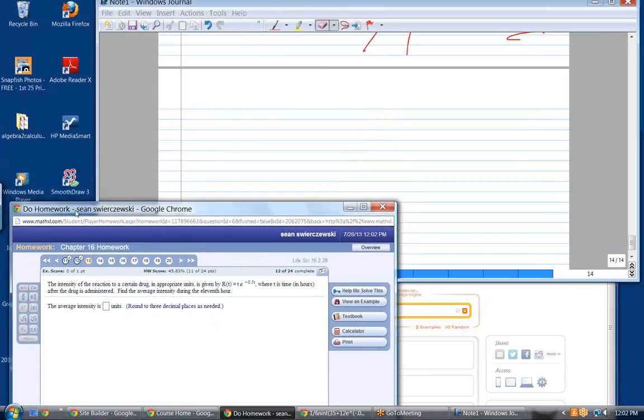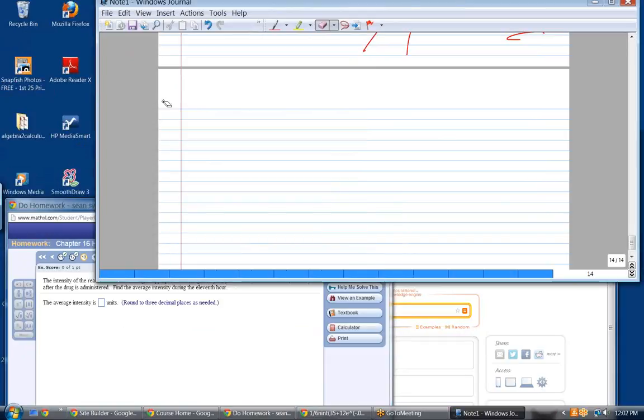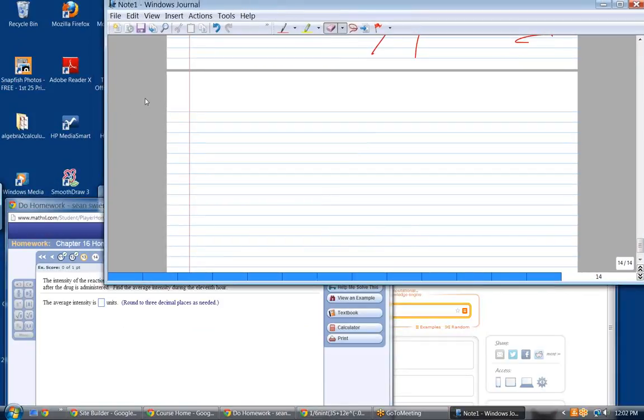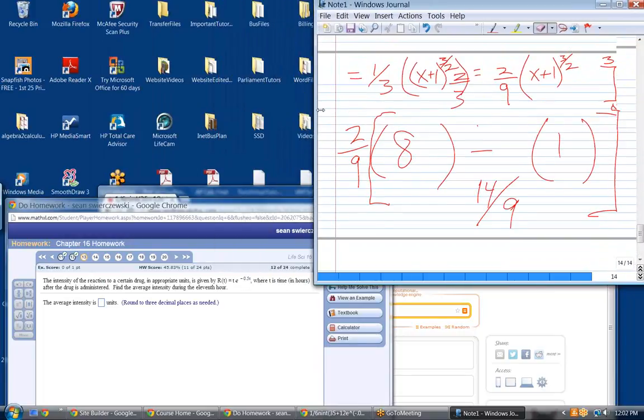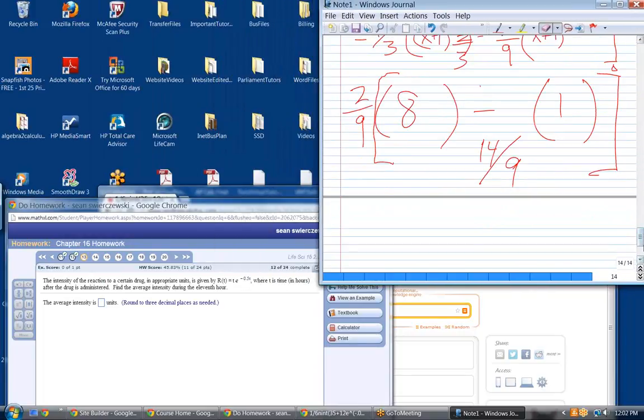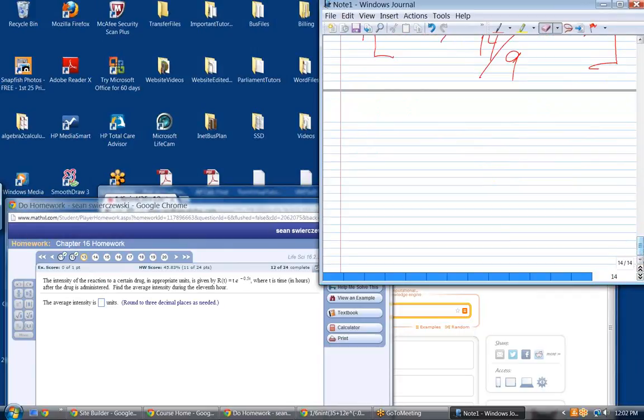I want the average intensity during the 11th hour only. Let's set it up, and then we can use Wolfram Alpha to evaluate it.